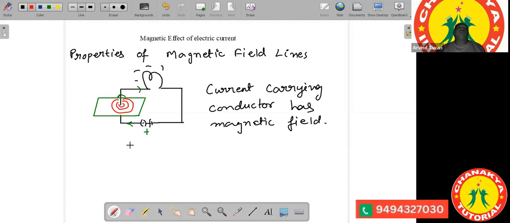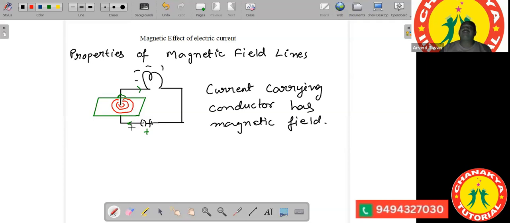Okay. So it seems that the magnetic field lines around the wire, again, are concentric circles. As per the properties of the magnetic field lines, they should be concentric circles. So they are making concentric circles near the wire.